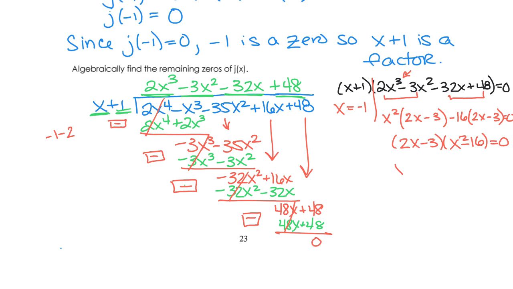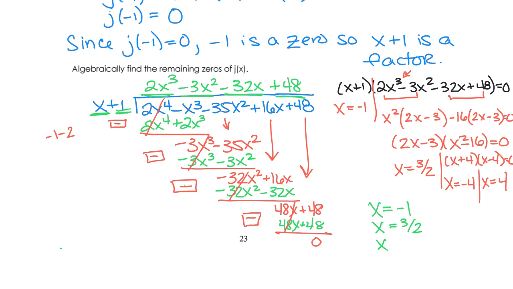This one is going to give me x equals positive 3 over 2, whereas this one is a difference of perfect squares. I'm going to keep factoring it. And that's going to give me x equals negative 4 and x equals positive 4. And so there are all my solutions. x equals negative 1, x equals 3 halves, x equals negative 4, and x equals positive 4, which is the 4 solutions because it was a fourth degree polynomial, and there they all are. All right. Whew. All right, guys, I'll see you on the next day of notes.